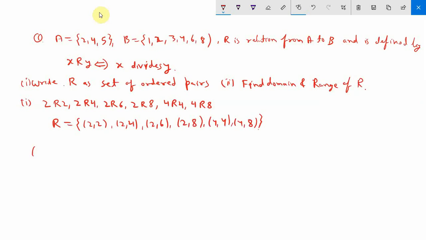Now we have to find the domain and range. So by seeing the ordered pairs, we can find domain of R is equal to 2, 2 is repeated, and then 4. Okay. And what is range? Range of R is 2, 4, 6 and 8. Okay friends.